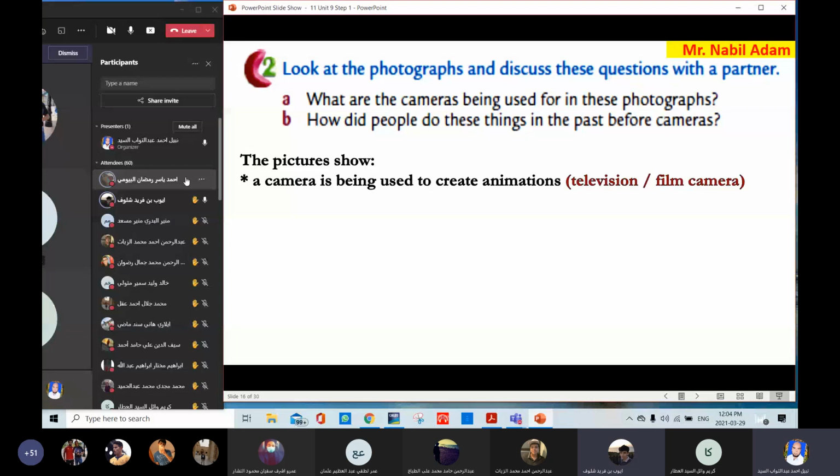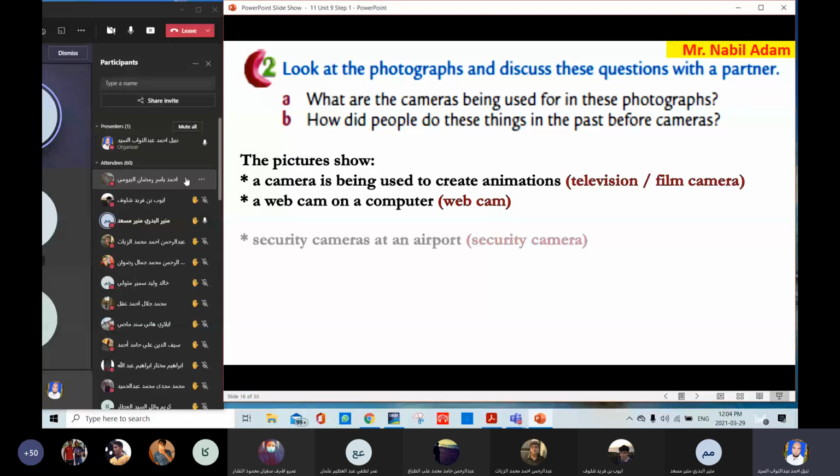Okay, C. Yes. Cameras are used for security. Security, yes. A camera is used for security at an airport. Yes, good. Next.